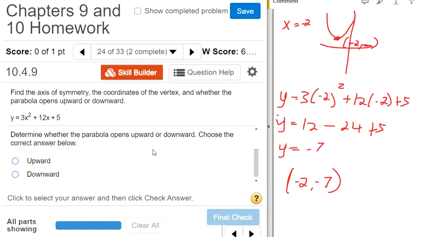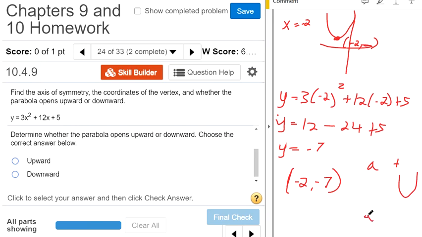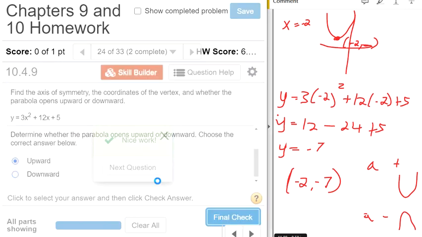Whether it opens upward or downward, here's the quick trick for that. If a is positive, then it opens upward like this. If a is negative, then it opens downward. Remember, a is that number in front of the squared variable. So our a is positive, so it's going to open upward.